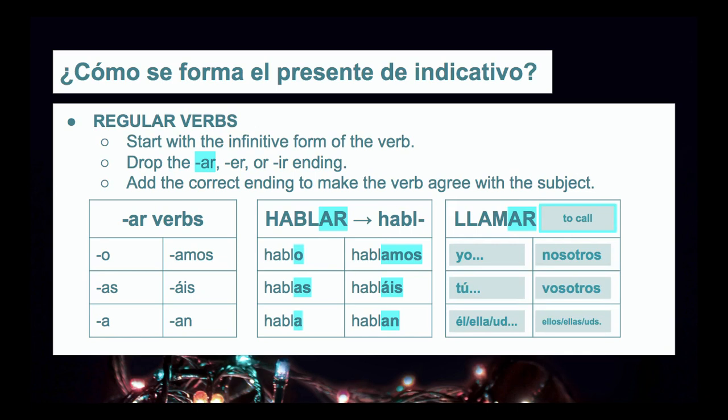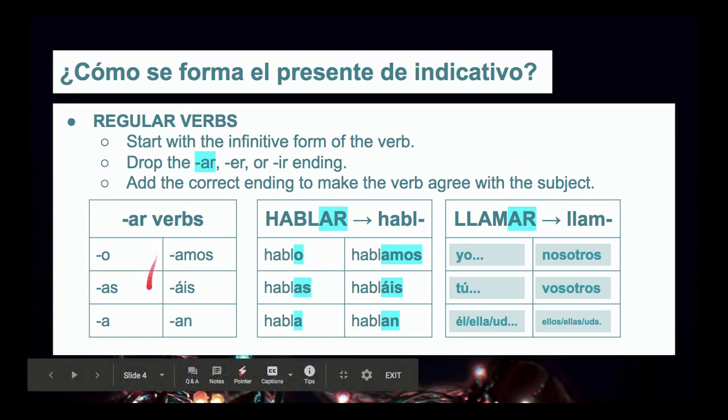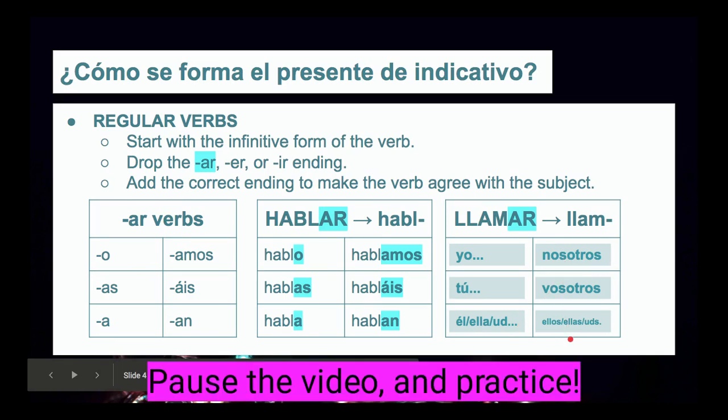Let's look at another AR verb. Llamar means to call. Following the rules of conjugation, we start with the infinitive and then drop the AR ending. This leaves us with the stem LLAM. From there, we'll add the AR endings to the stem in this order. Take a moment and try this on your own.